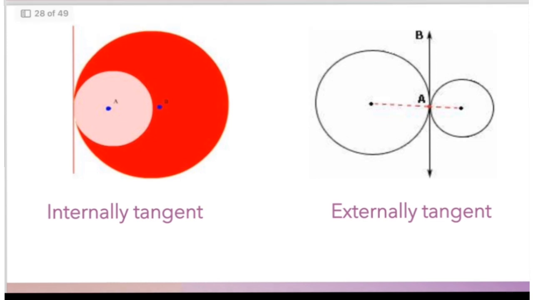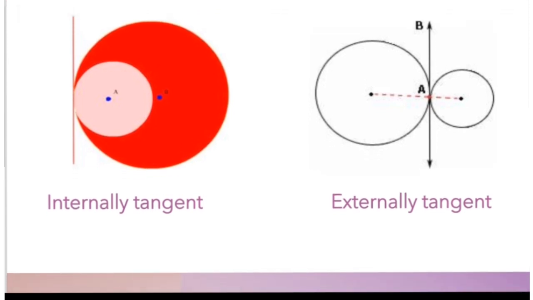Internally tangent, based on the image itself, they share the same point of tangency here, but the smaller circle is inside. As for externally tangent, they share the point of tangency, but the smaller one is not inside the bigger one. So that's basically the difference between the two. You don't have to make that super complicated.